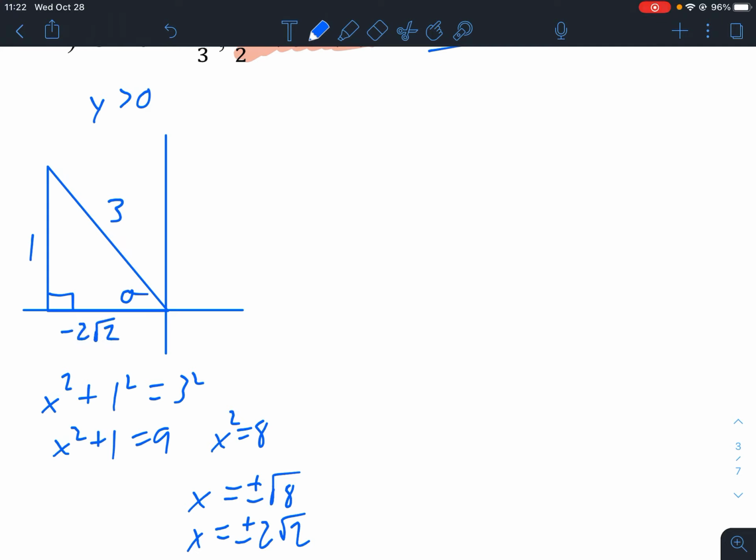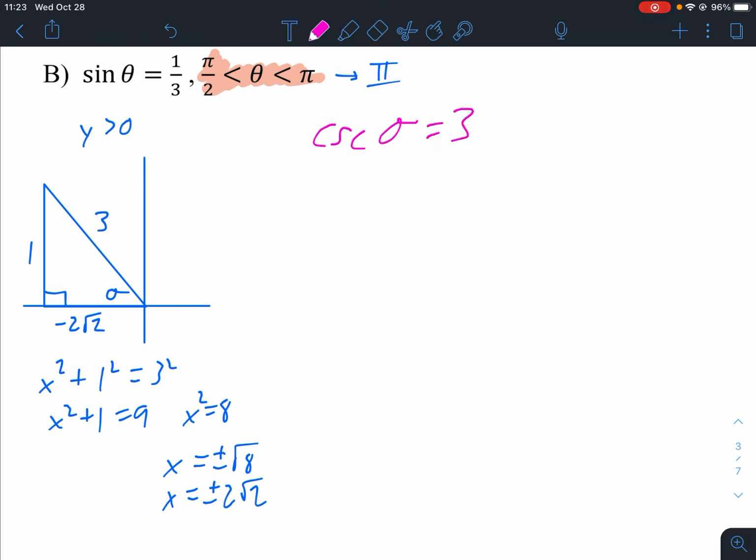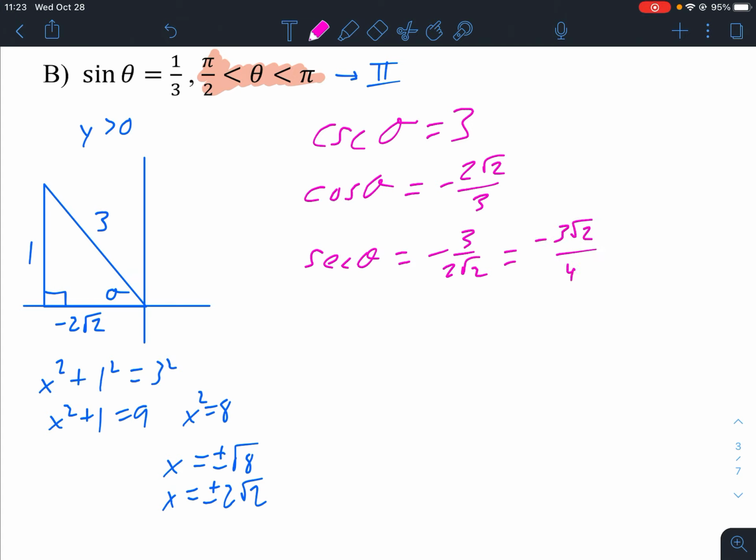All right, so now we got to find our other 5 answers here. Maybe start with cosecant, since this is the reciprocal of sine. So that's just 3. All right, cosine is adjacent over hypotenuse. Secant is the reciprocal of that, so it'd be 3 over negative 2√2. And if you rationalize that, negative 3√2 over 4. Tangent is 1 over negative 2√2. And if you rationalize that, negative √2 over 4. And cotangent is just the reciprocal of that, so negative 2√2 over 1, or just negative 2√2. And that's it for B.